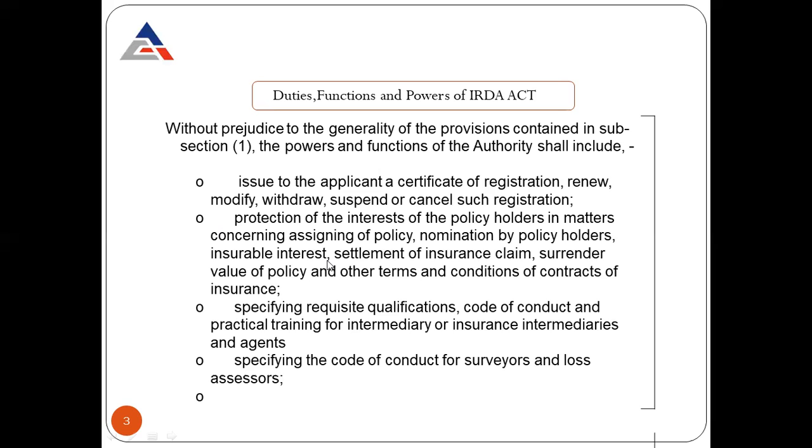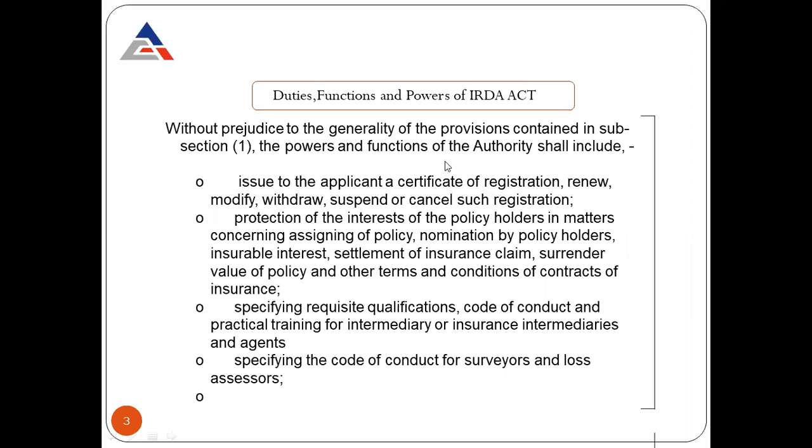Insurable interest means the amount of premium that is paid by the policyholder after a prescribed period of time. Settlement of insurance claim involves the various kinds of claims that are settled before and after the completion of the policy making contract. Surrender value of policy.